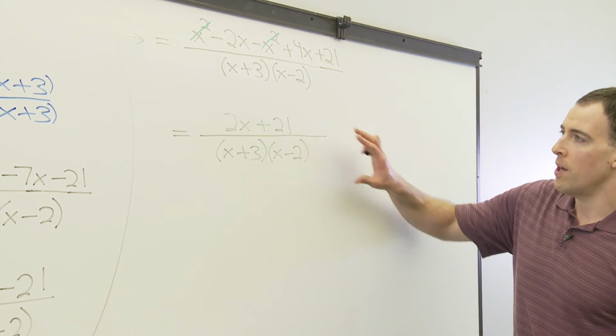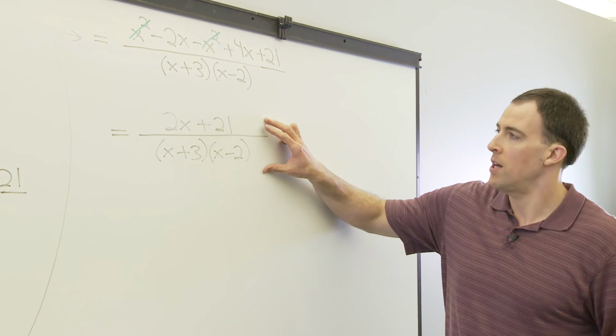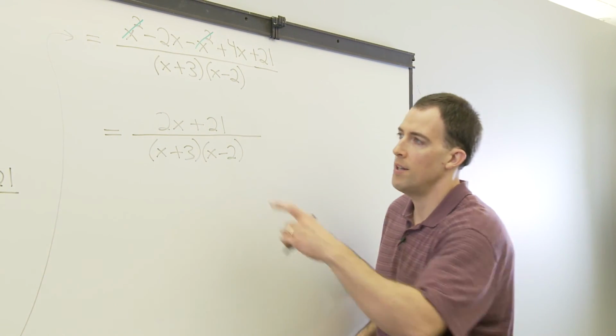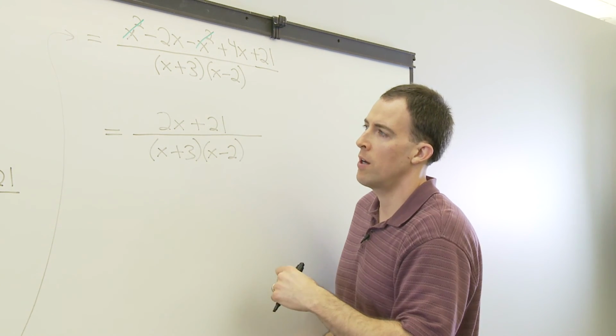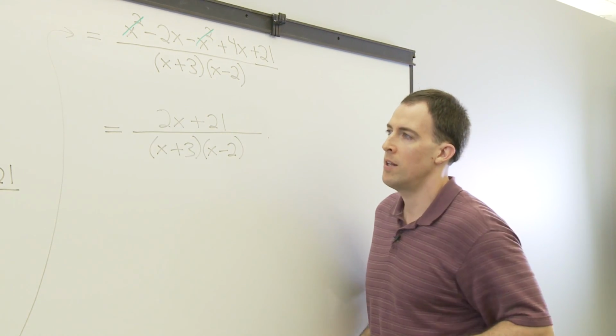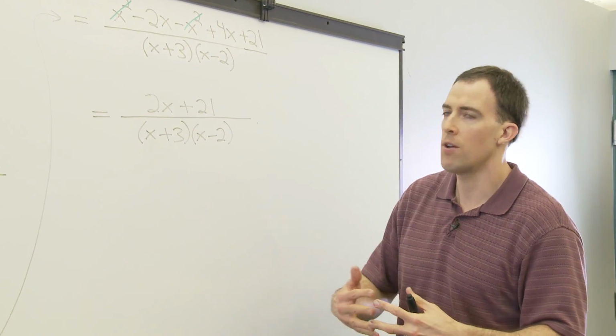So it's possible that we're done at this stage. We have to see, though, if potentially we could factor the numerator and then maybe reduce by canceling a common factor. I don't think we can factor 2x plus 21 at all. There's nothing in common between those two terms. So at this point, we're done, and that's the reduced version of the result of the subtraction.